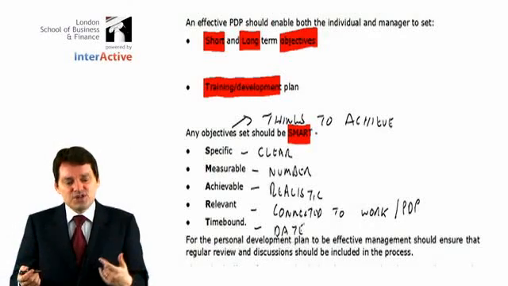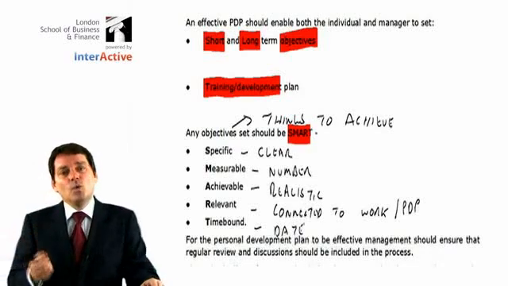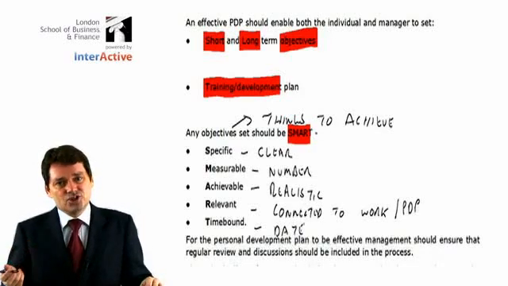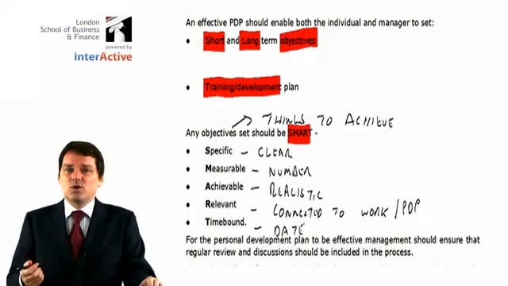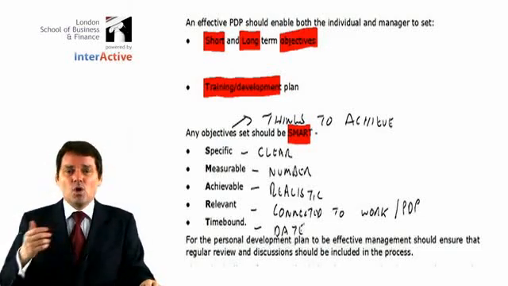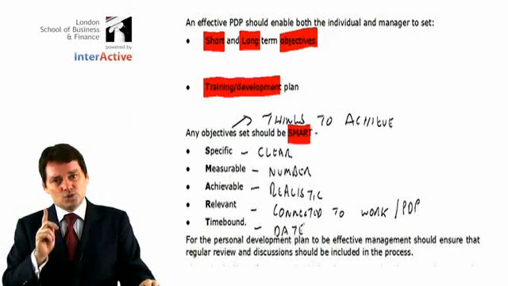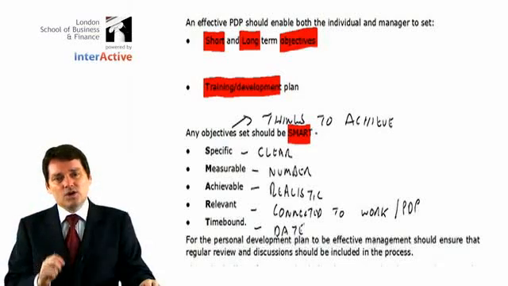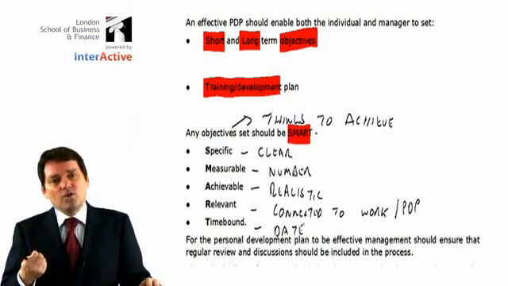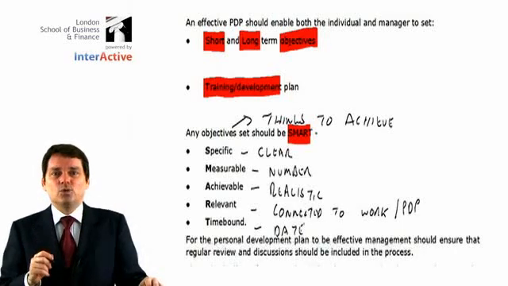So, a good objective will be numerical, you can measure it. It will be high enough to be challenging, but it won't be so high that the person gives up. It will be relevant to the work they're doing and what they want to do in the future, and we will agree between the manager and the worker at what date they're going to come back and say, did you achieve that objective or not?